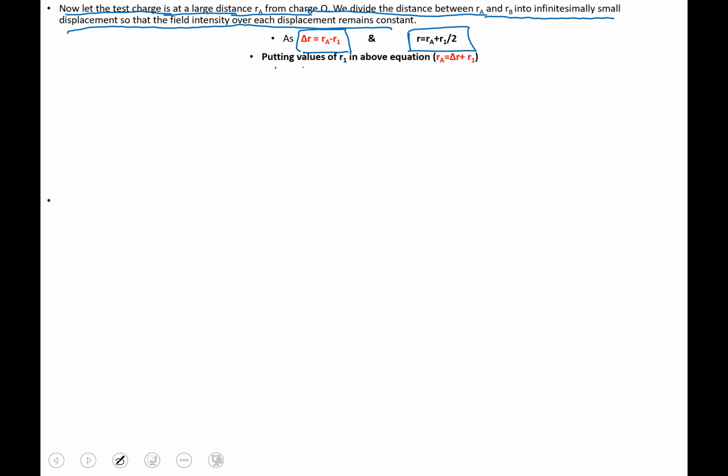Now putting the value of R1 in the above equation. If we want to find the value of R, let us put in the value of RA in the above equation. So if we put the value of RA in this equation, R will be equal to, instead of RA, delta R plus R1, plus R1, sorry, divided by 2.